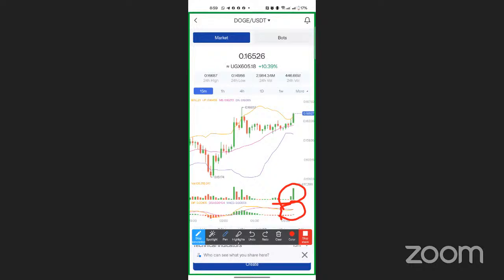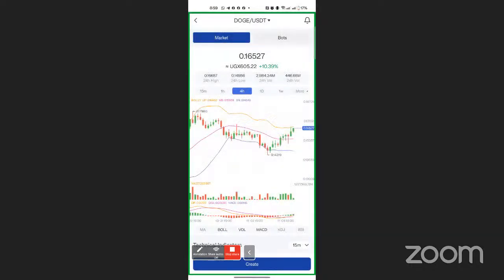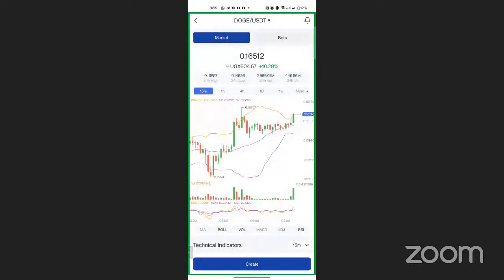Now, this is what I do. If I see such an opportunity, I can even check it in the 4-hour time frame. I can even tap on the RSI. I see it at 78. These are signs showing me that this coin has not yet started.